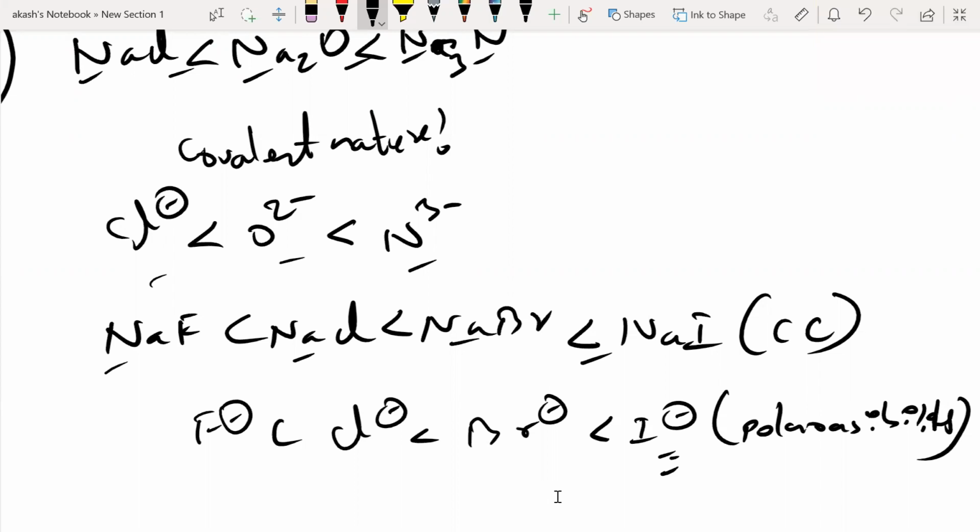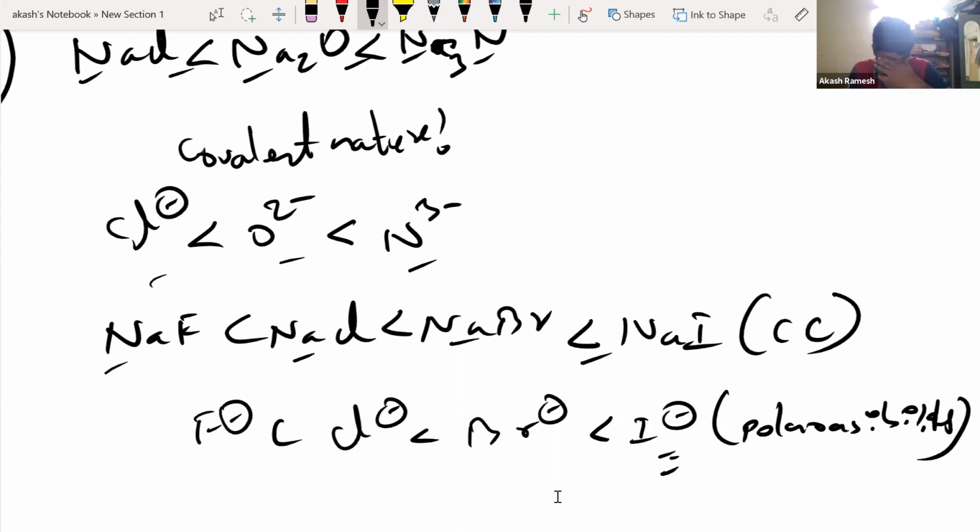Now you told about covalent nature, so ionic nature will be the reverse. Exactly. Covalent nature and ionic nature are inversely related. Whatever is the order you get for covalent nature, the reverse will be the order for ionic nature. So NaF will be more ionic than NaCl, than NaBr.